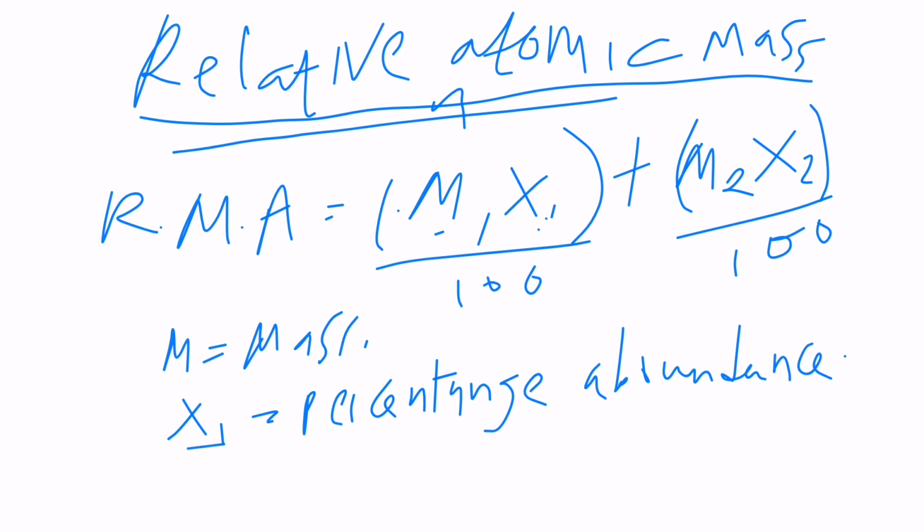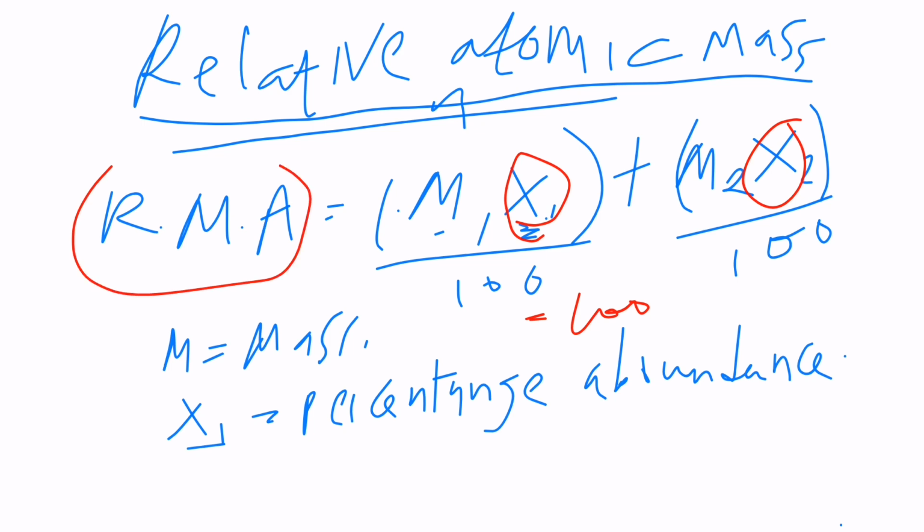And the other thing which we need to know is, when you add this abundance, it is in the form of percentage. So when you add this abundance, x1 and x2, they need to give you 100%. That's why sometimes they will give you questions to find relative atomic mass, or they will give you relative atomic mass and you need to find mass 1, or they will give you different questions, which will help you. You just need to know this formula. That's all.